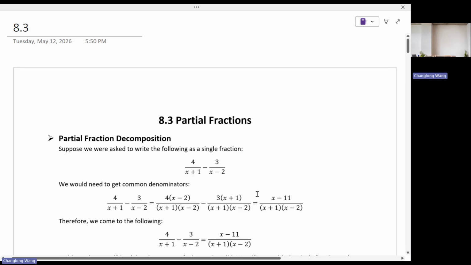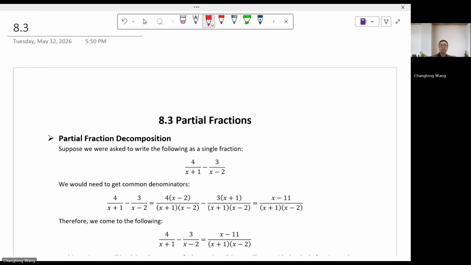Now, let's see. That's kind of weird. Let me just put something on the OneNote so then I don't have to go back and forth between the two whiteboards. How do you figure it out?